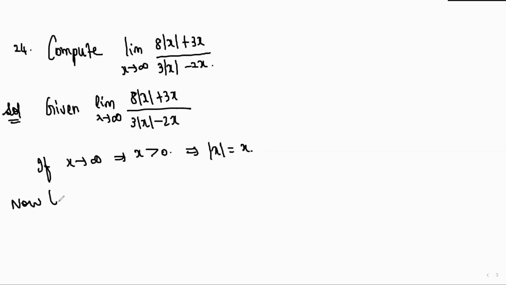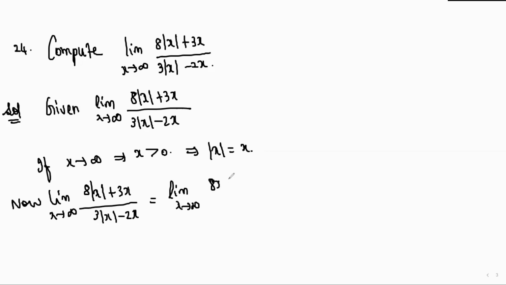Now we take the limit as x tends to infinity of (8 mod x plus 3x) by (3 mod x minus 2x). We are replacing mod x with x. So 8x plus 3x by 3x minus 2x. That is limit x tends to infinity 11x by x. X cancels. Answer is 11.